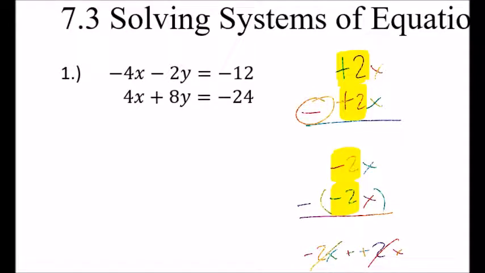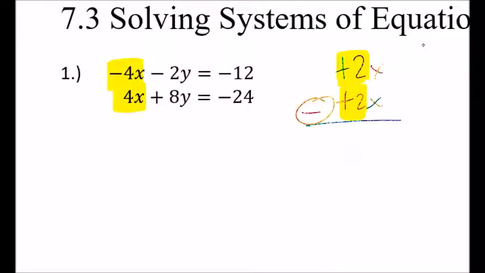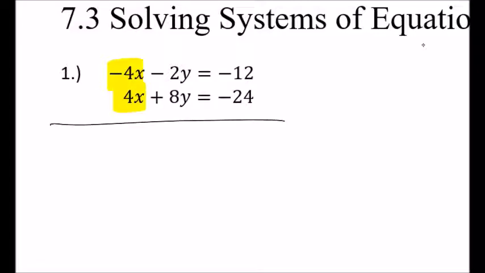The only time we have addition is if we have two that are different. Kind of like this problem right here. If you take a look, that's negative 4x and positive 4x. This one will have to be addition. Let's take a look at what addition looks like on this problem. Negative 4x and a positive 4x. If we add those together, our x's just disappear.